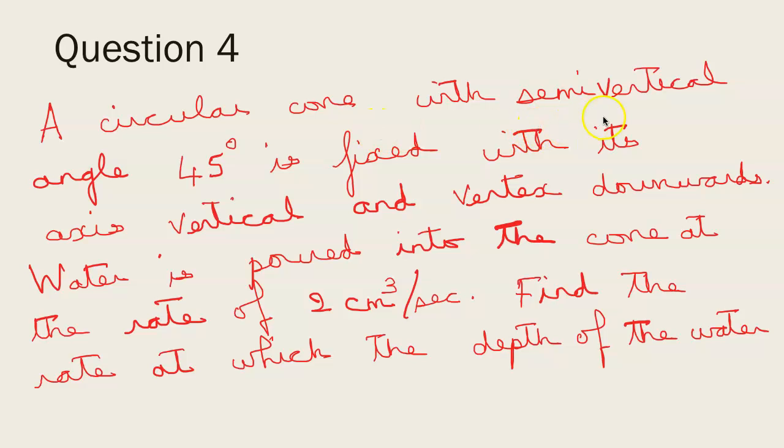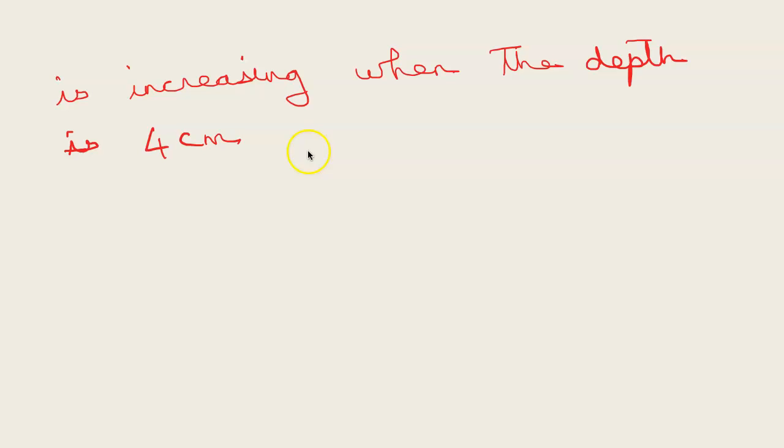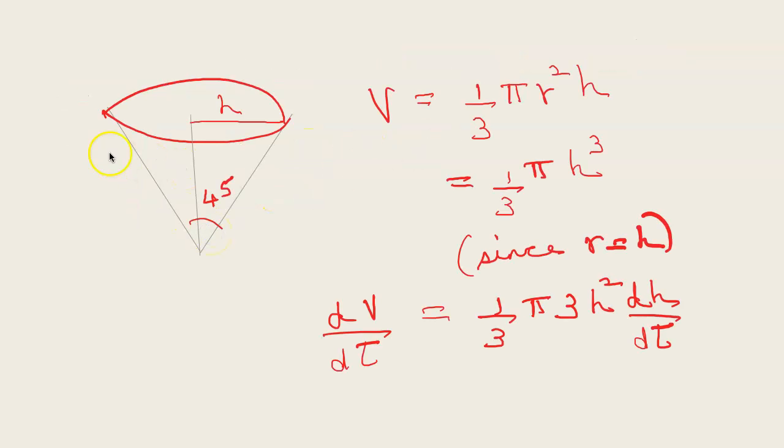A circular cone with semi-vertical angle 45 degrees is fixed with its axis vertical and vertex downwards. Water is poured into the cone at the rate of 2 cm cubed per second. Find the rate at which the depth of the water is increasing when the depth is 4 centimeters. So this is a circular cone. And what is the formula for the volume of a circular cone? 1 by 3 pi r squared h.